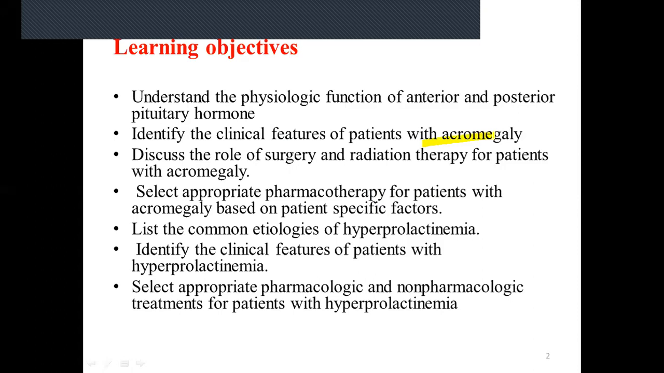Then you should be able to discuss the role of surgery and radiation therapy for a patient with acromegaly. Then you should be able to select appropriate treatment strategies for a patient who is having this condition. Then these are the topics we are going to discuss for today.